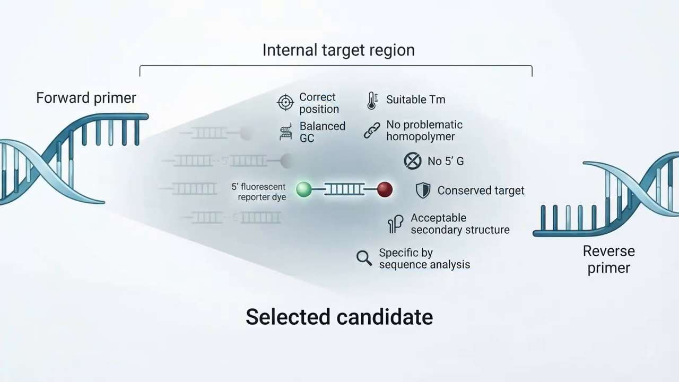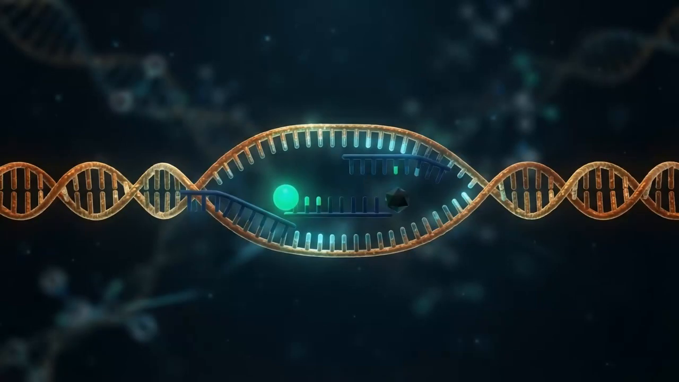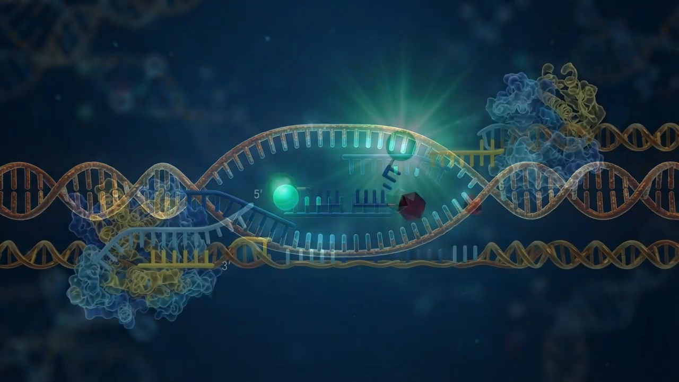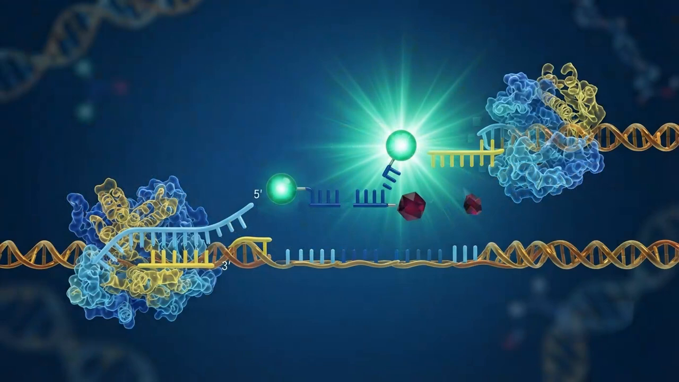At this point, our probe sequence is complete, but before ordering it, there's one more important decision. Which fluorescent chemistry should you choose? Unlike primers, a TaqMan probe isn't just a DNA sequence. It also contains chemical modifications that determine how fluorescence is generated and detected. Let's start with the reporter dye. The reporter is attached to the 5' end of the probe. This is the molecule that emits fluorescence after the probe is cleaved.